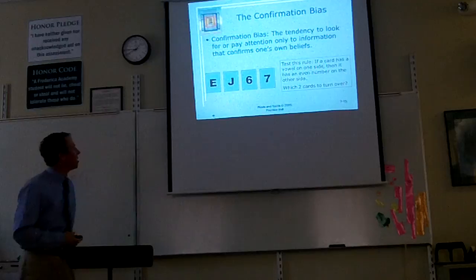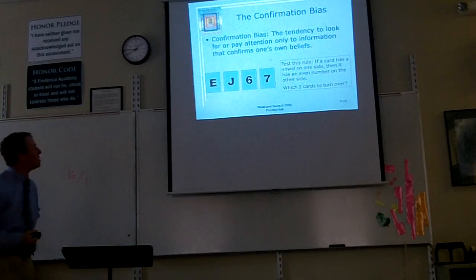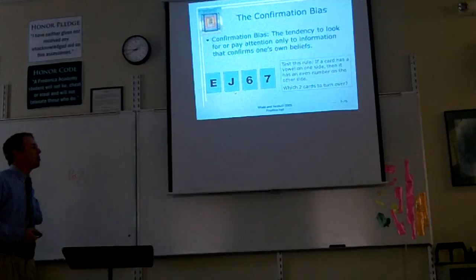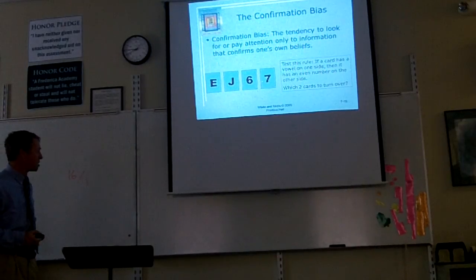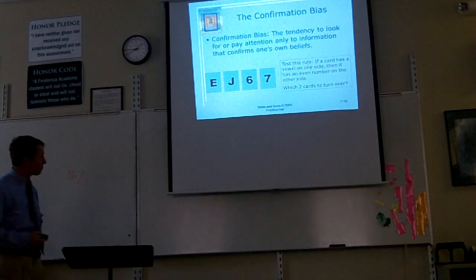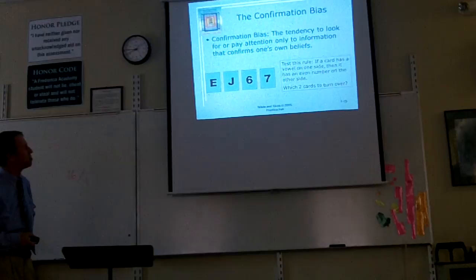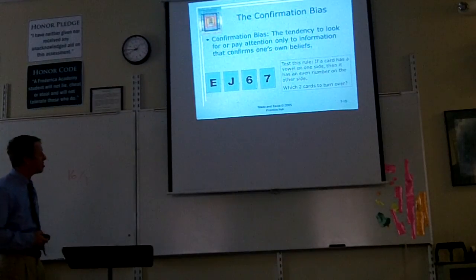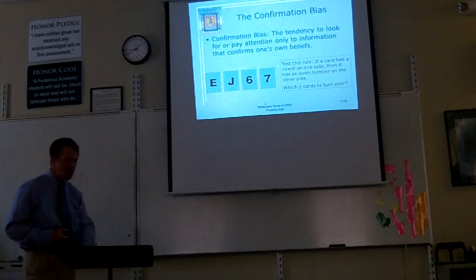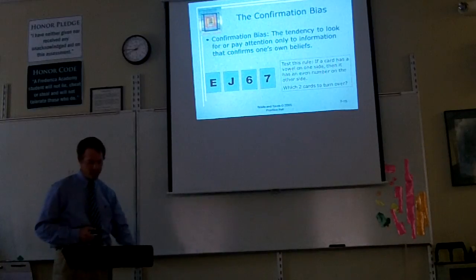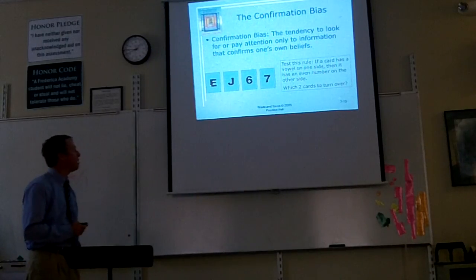How about this game, the confirmation bias? The tendency to look for or pay attention to information that confirms one's own beliefs. This one was a little bit different than the one I had on your sheet. I couldn't find this exact same one. But if a card has a vowel on one side, then it always has an even number on the other side, is the way it's supposed to be phrased. Which 2 cards did you turn over to show that? E and 6. Most people turn E and 6.